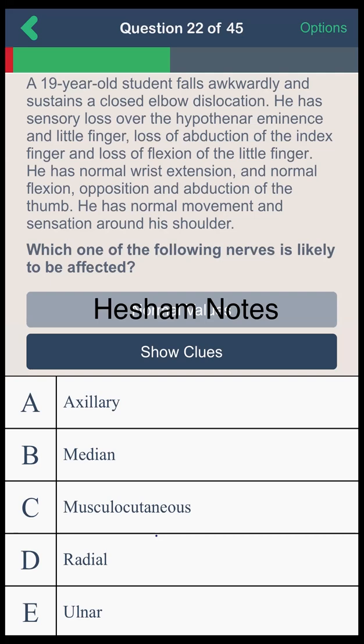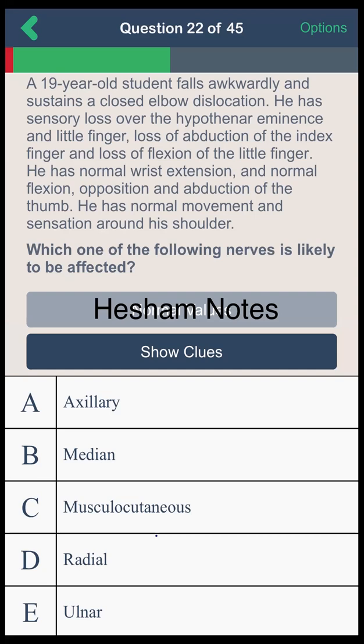So it's the ulnar nerve because there is sensory loss over the hypothenar eminence and little finger. But because he can do wrist extension, the radial nerve is intact, and there is normal movement around the shoulder joint and normal movement around the radial side, so the median nerve is also intact.